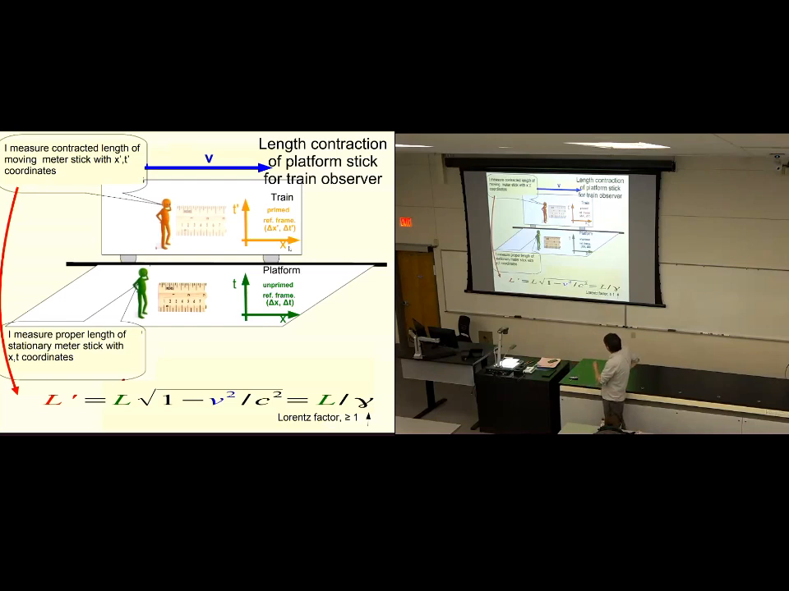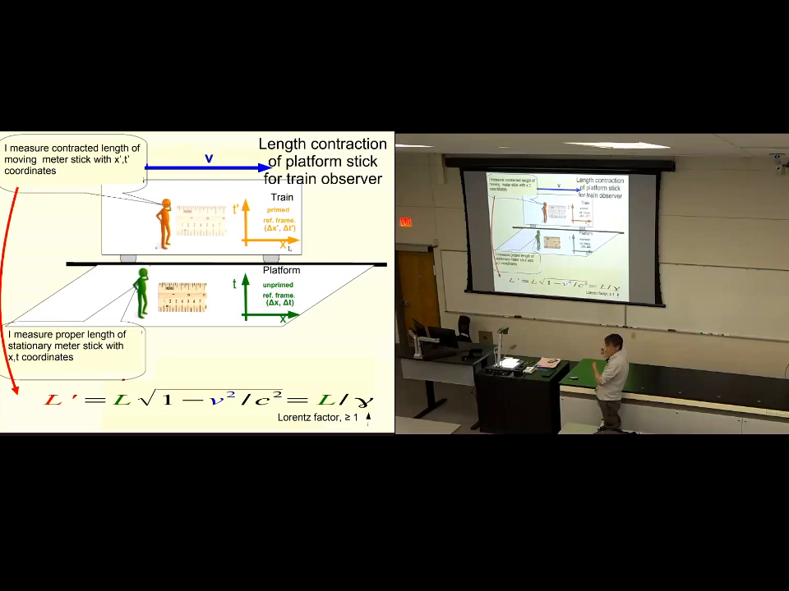So to summarize, the observer who sees the stationary meter stick, the station observer looking at the station meter stick, sees it have the proper length, 1 meter. The observer in the train, however, with their reference frame, measures the length of the meter stick to be not the proper length, but actually contracted, shorter. L prime here is the contracted length that's measured by the train observer for the moving meter stick. It's a fraction of the true length. It's contracted from the true length.